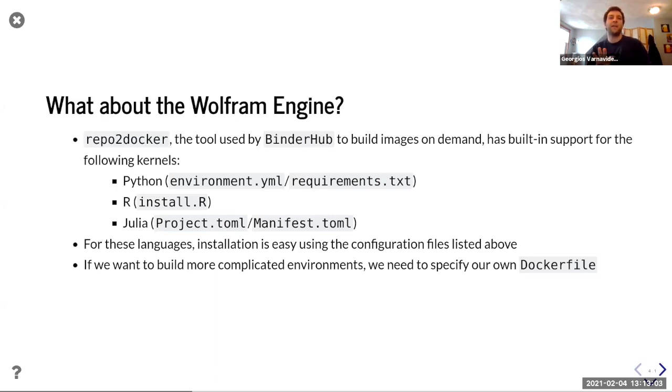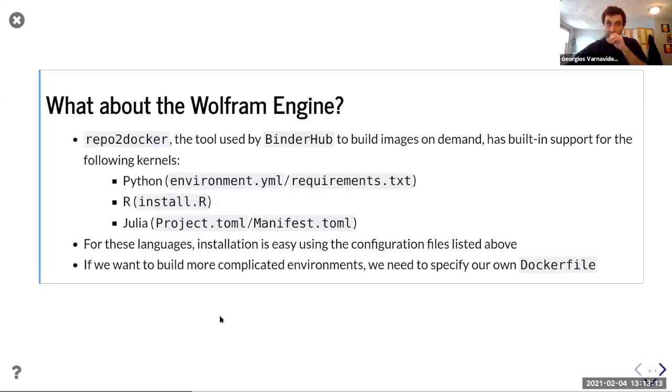Currently, repo2docker has built-in support for Python, R, and Julia. If you have an environment YAML file in your repository, or a requirements text file if you're using pip, it will read that and install the packages you asked for in the Python environment in the repository. Similarly, for Julia, it will read project toml and manifest toml files, and it will create that environment.